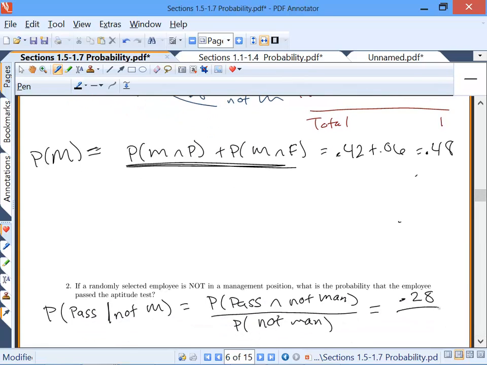And then I need the probability of not management. Did we find that anywhere? No, but if I know the probability of management is 0.48, then what is the probability of not management? So 1 minus 0.48 gives me 0.52. So I could do it that way. What other way could I do it? Add it up.